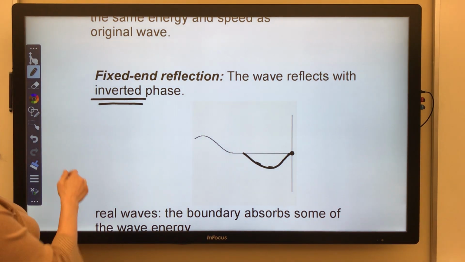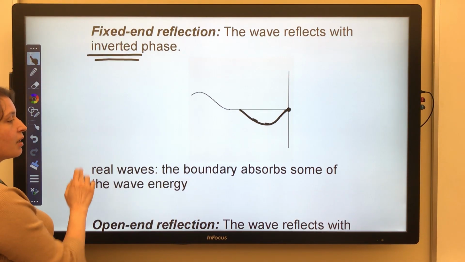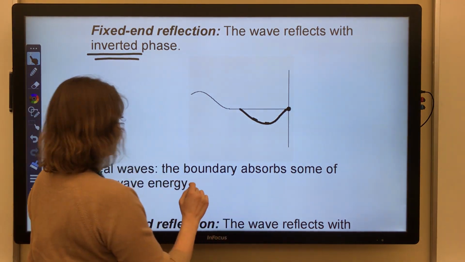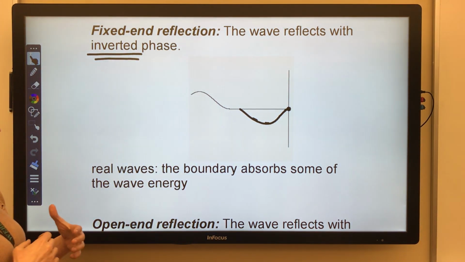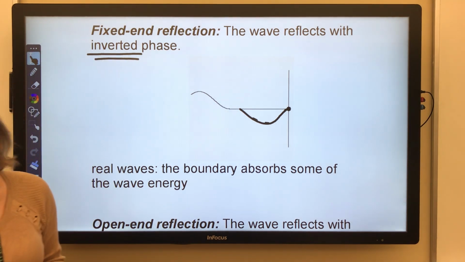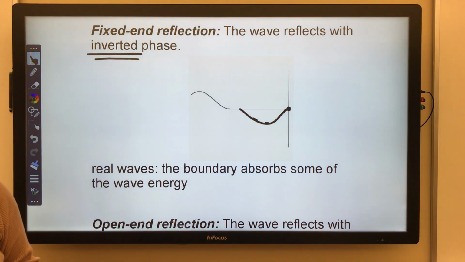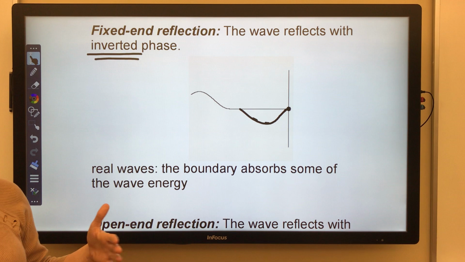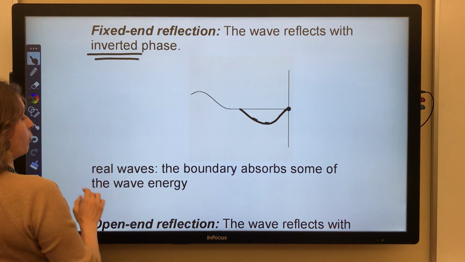When real waves hit a boundary, though, you will see absorption. Real waves will sometimes be absorbed a little bit as you lose some energy in that collision with a medium. When we do simulations and such, we're going to look at idealized waves typically.